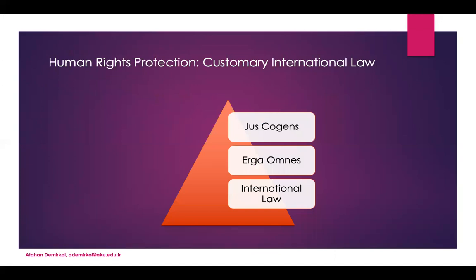When it comes to human rights protection, we see customary international law, as I said. It's jus cogens rules over erga omnes obligations over international law. So what does it mean? It means that if a rule is jus cogens or erga omnes, it's above international law. It's above the normal rules or normal laws. So it makes these rules superior to the other ones.